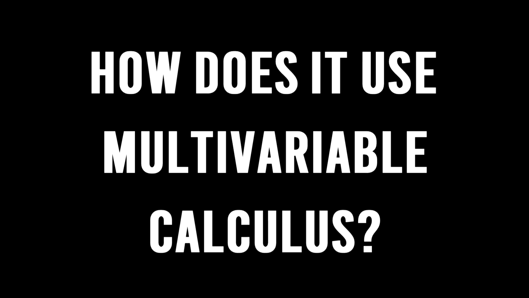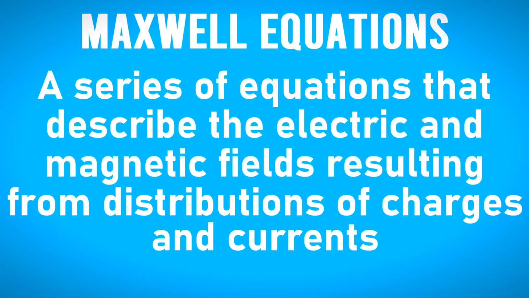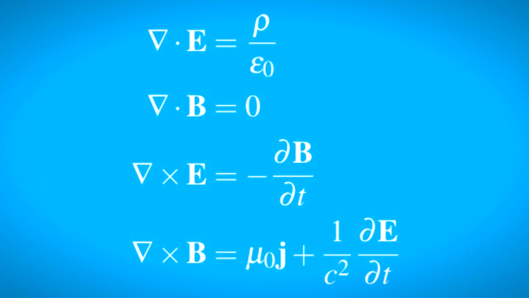Now the most important question. How does electrical engineering use multivariable calculus? There is one set of equations that is used often in electrical engineering and electromagnetism, the Maxwell Equations. They're named after physicist James Maxwell, and they are a set of partial differential equations that describe the electric and magnetic fields that arise from distributions of electric charge and currents, and how those fields change over time.